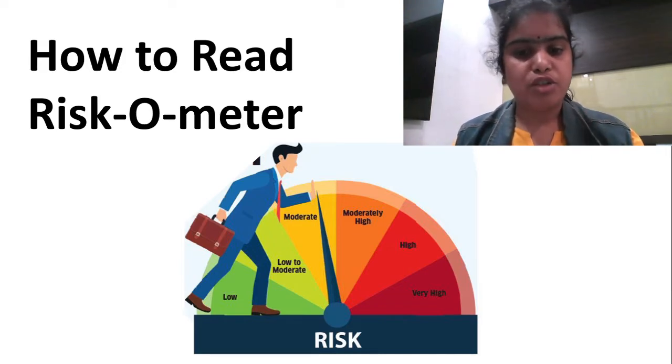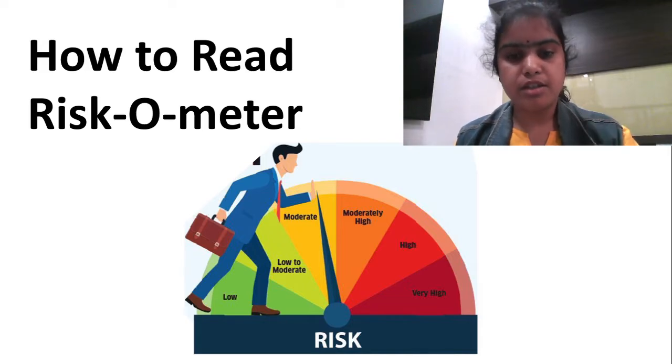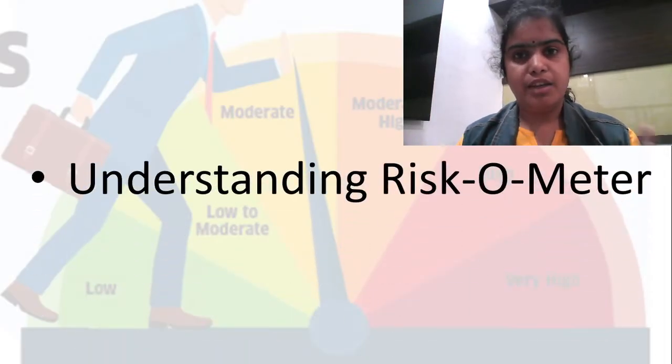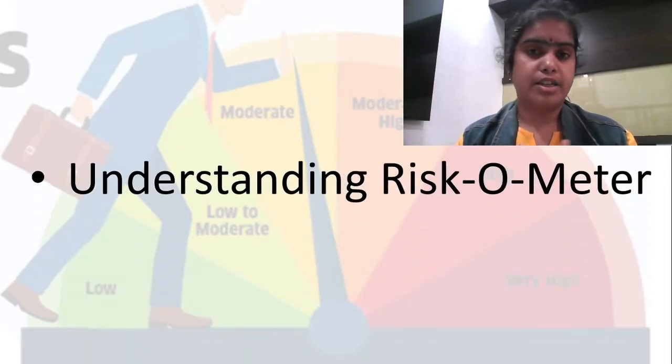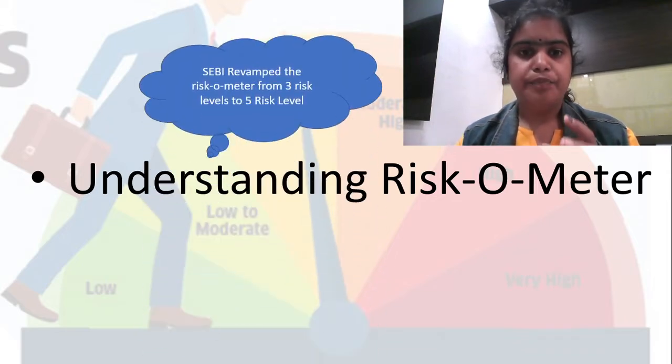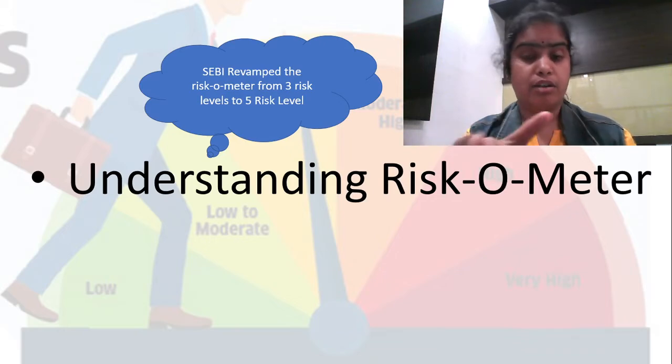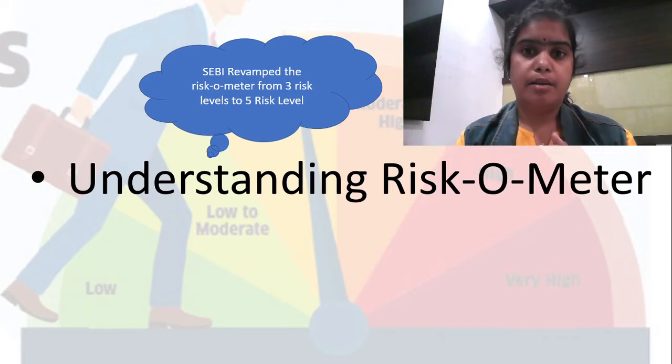When we talk about the riskometer, it looks just like a speedometer. Initially, when understanding the riskometer, they used to tell the risk factor in only three parameters or three levels. They used to be yellow, green, and maroon.